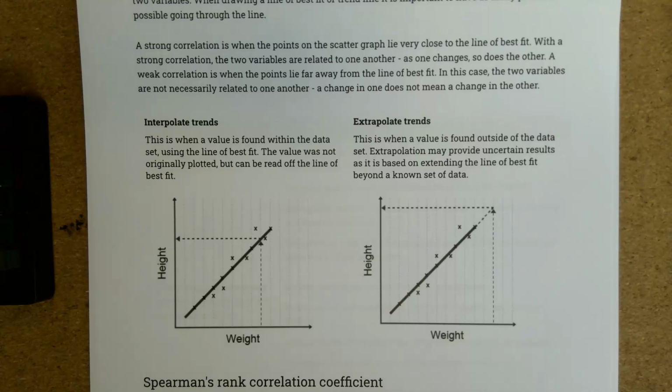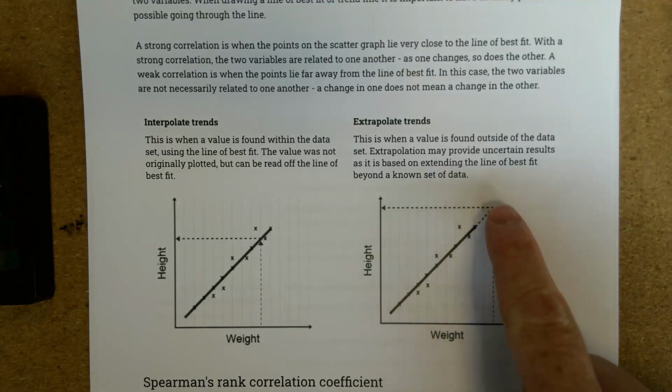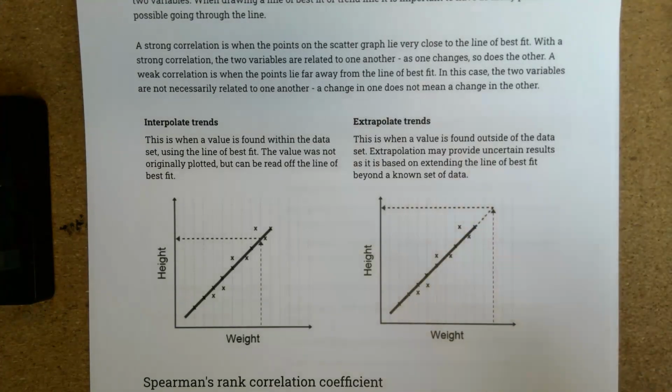Similarly, we can extrapolate from those data. Extrapolation may provide uncertain results, as it's based on extending the line of best fit beyond the known set of data. So this is for estimating different values. And again, let's say we have somebody that weighs more than any of the data we've collected. We can extend our line of best fit upwards to extrapolate from that trend.